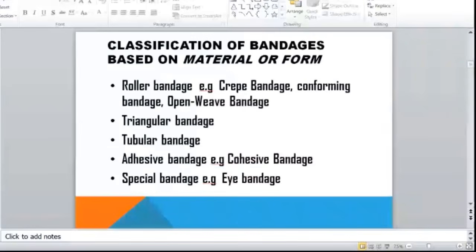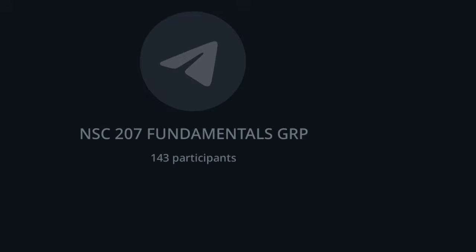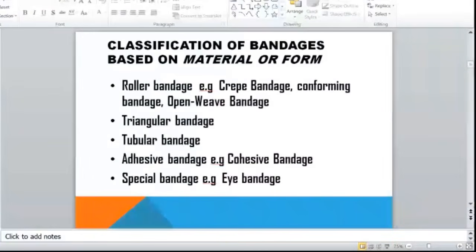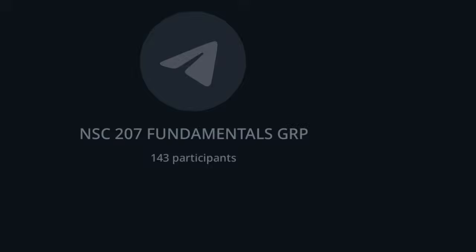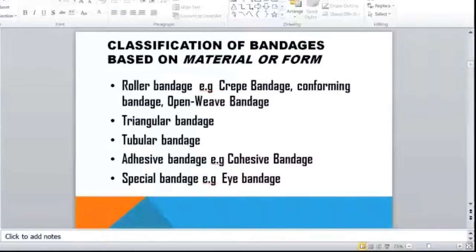When we are saying classification based on material, that means what does the bandage look like? That is just the meaning. So let's talk about the classification. Number one is roller bandage. When you hear roller bandage, it means a long strip of gauze. Examples are crepe bandage, conforming bandage, open weave bandage. Don't worry, I'll show you the picture. That's an example of roller bandage. We use it to wrap the arms, legs, or joints.